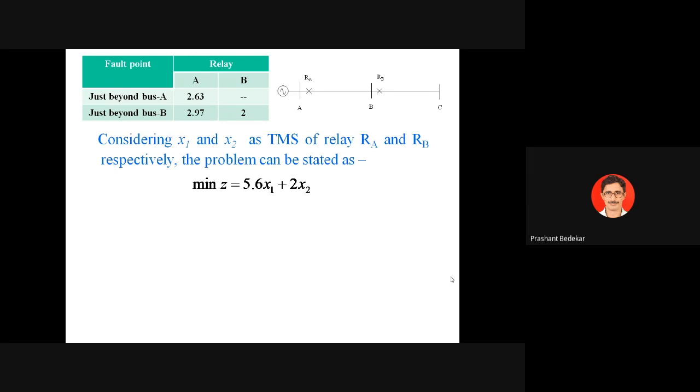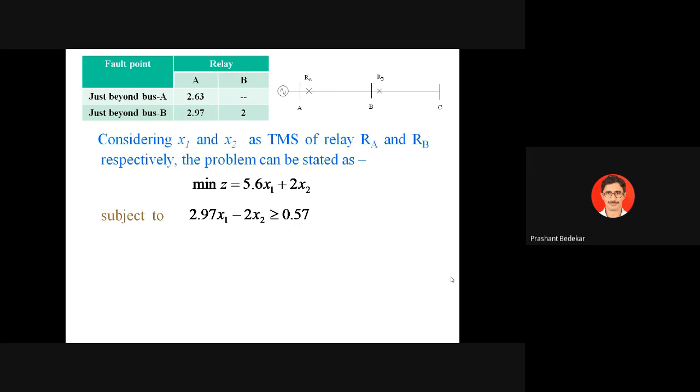Now let's talk about the constraints. The first constraint is the coordination criterion. Because we have only two relays, we are taking a very simple case. We have only one possible pair of primary and backup, RA and RB, that's all. For a fault in the section B to C, RB acts as the primary relay and RA acts as the backup relay.